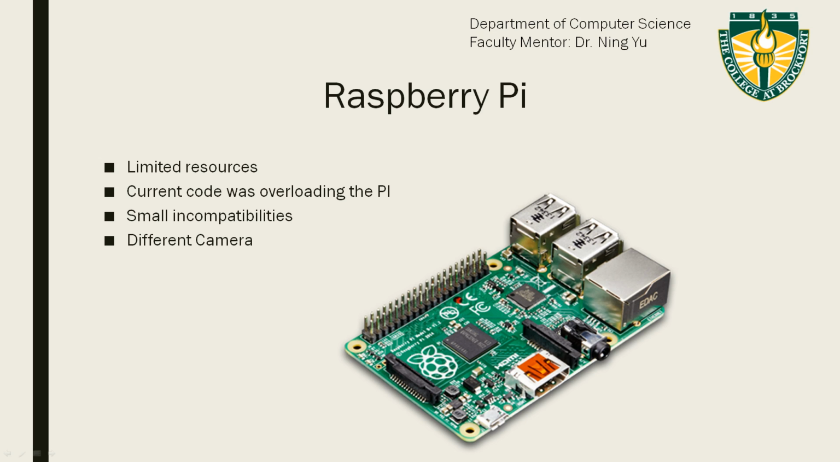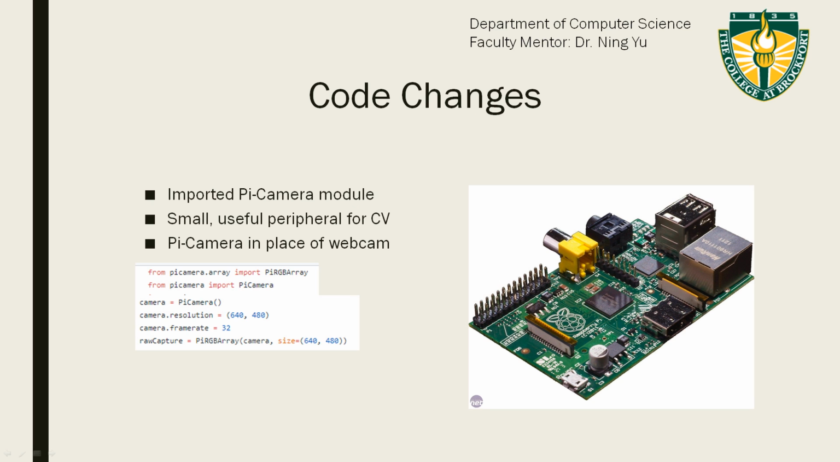So since the Raspberry Pi has limited resources, the current code that we have that runs on the PC is going to overload the Pi's resources. It's a little too much. And on top of that, there are some small incompatibilities that have to be addressed. One of those being the Raspberry Pi uses its own camera called the Pi camera.